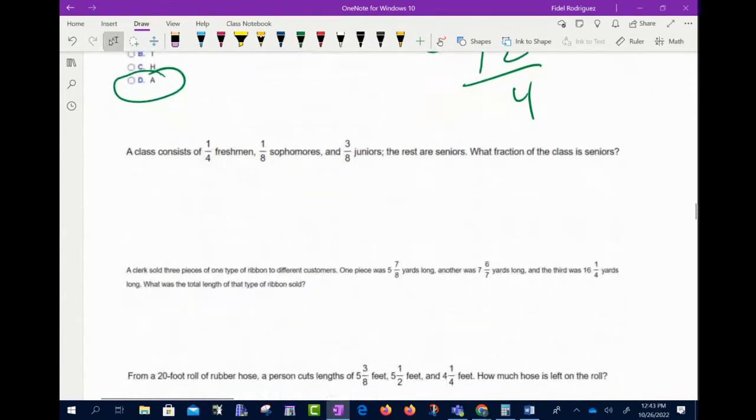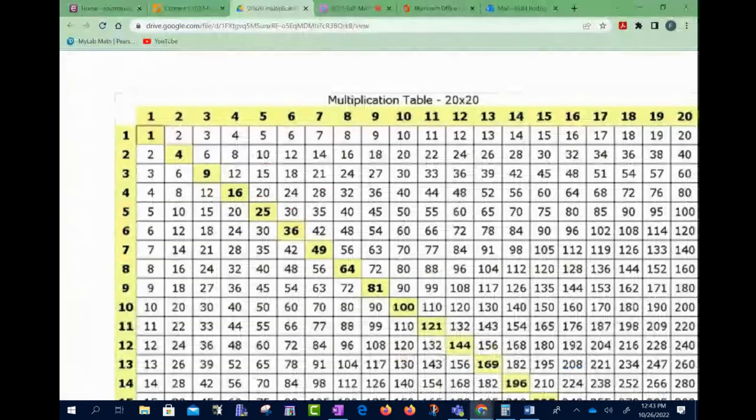Okay, so y'all, the next part here says a class consists of 1/4 freshmen, 1/8 sophomores, and 3/8 juniors. The rest are seniors. What fraction of the class is seniors? Okay, so y'all, what I'm going to do here, I'm going to take these fractions and add them together. So look, 1 over 4 plus 1 over 8 plus 3 over 8, okay? Now remember, the next thing I need to do, y'all, I need to find my common denominator. So I'm looking at the two numbers 4 and 8, okay? Again, I'm going to come back to my multiplication table. Here's 4 and here's 8, and you can see the first number that I have in common, y'all, is 8.